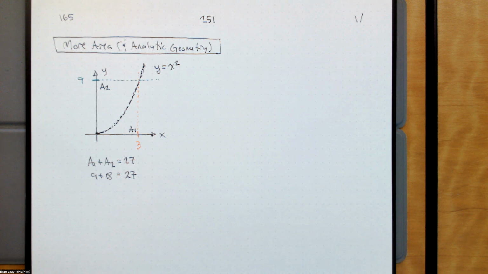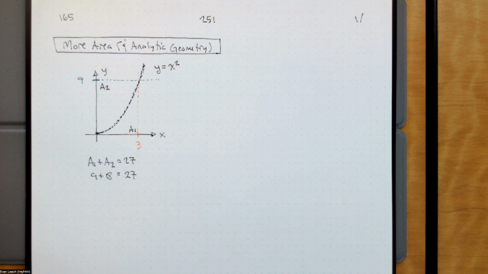Yesterday, we calculated some areas. Specifically, I was carving up this 3 by 9 rectangle with some parabolas. And we kept calculating that the smaller area was 9 and the larger area was 18. Finding the smaller area is 9 or the larger area is 18 was definitely not the point of the problem.